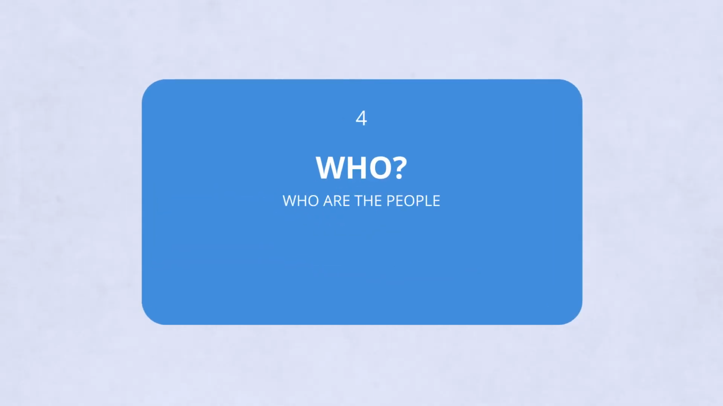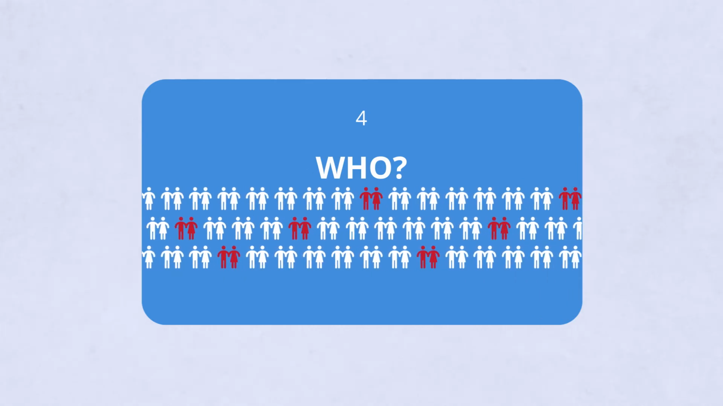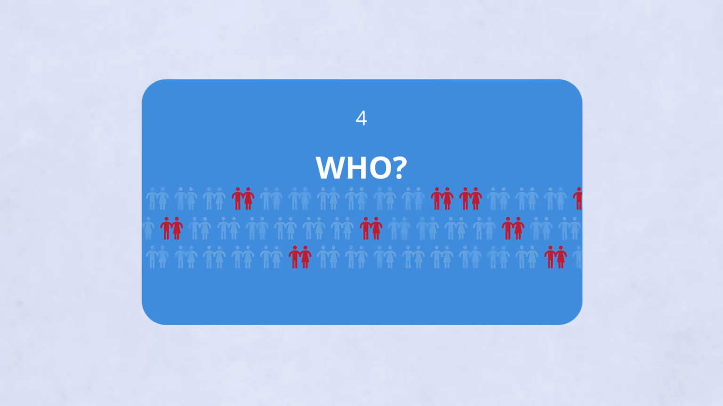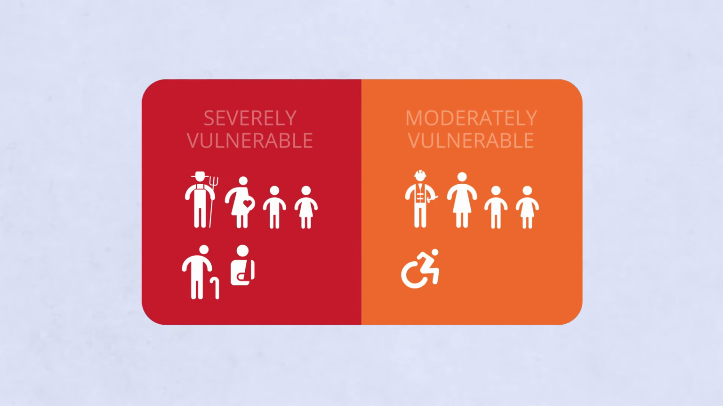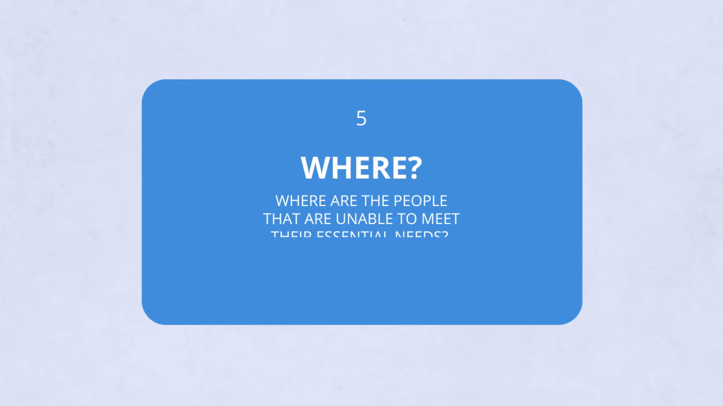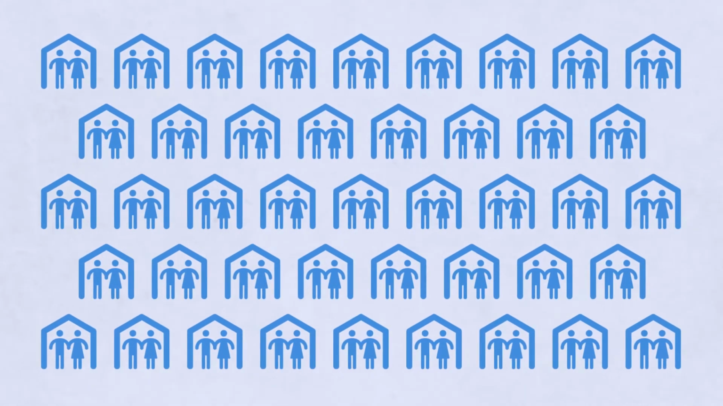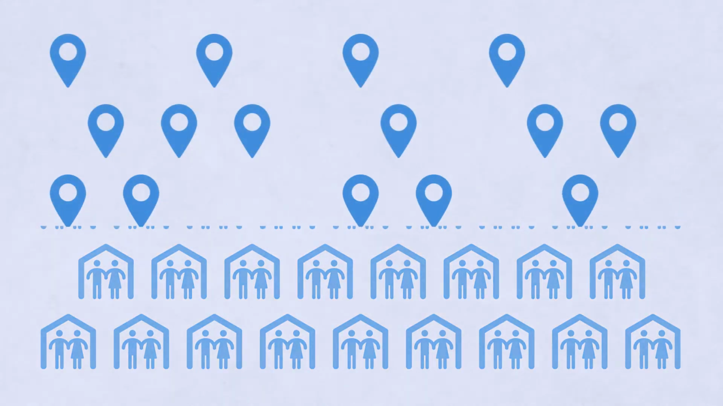4. Who are the people that are unable to meet their essential needs? Having the number of people does not suffice. You need to describe who the people in need are. Profiling the people that are unable to meet their essential needs is a prerequisite to define targeting criteria in the program design stage. 5. Where are the people that are unable to meet their essential needs? You now know how many they are and who they are. To be able to reach them, you also need to know where they are located.